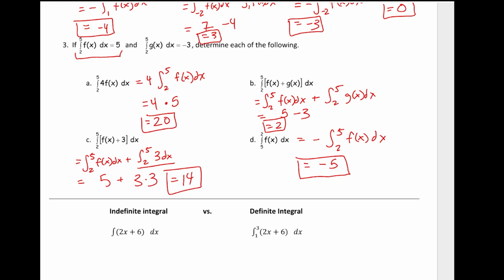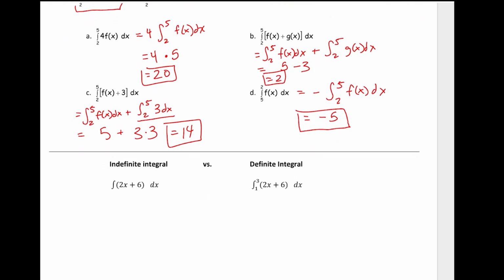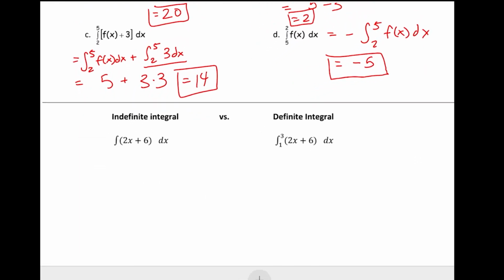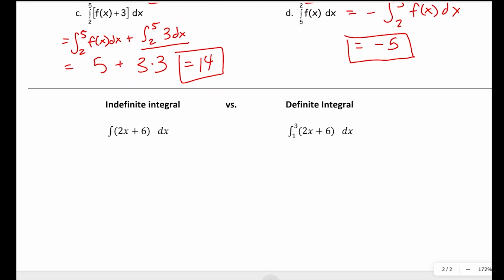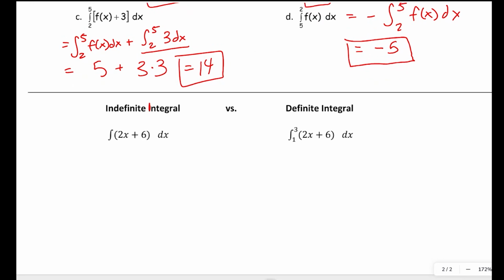All right, so that about wraps up our discussion on definite integrals. But before I let you go here, I want you to take a look at the difference between an indefinite integral and a definite integral. So an indefinite integral is where you do not have any boundaries on the top and the bottom of the integral. It's just going to have that integral symbol, and then you're going to have your function. And this is what we've been working with up until today.